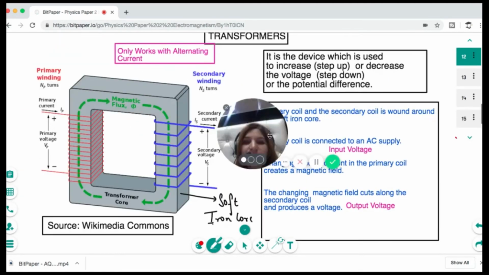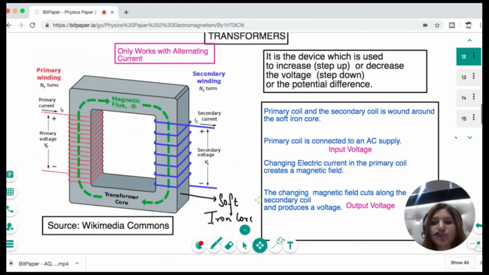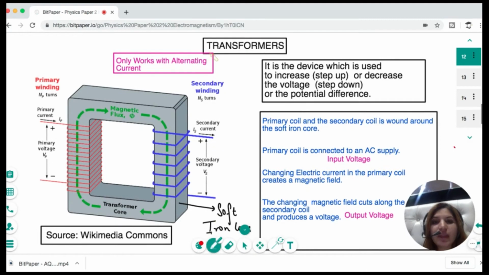Okay, so now the last thing we need to cover is transformers. A transformer is a device which is used to increase or decrease the voltage, or potential difference. To increase the voltage, we have the step-up transformer, and to decrease the voltage, we have the step-down transformer. In a transformer, we have an iron core, and on this iron core the coils are wound, and we have a primary coil and a secondary coil.